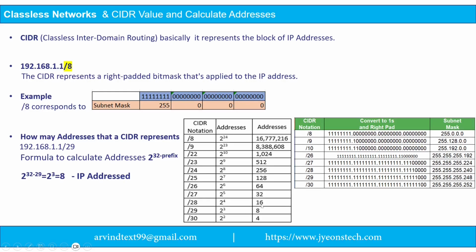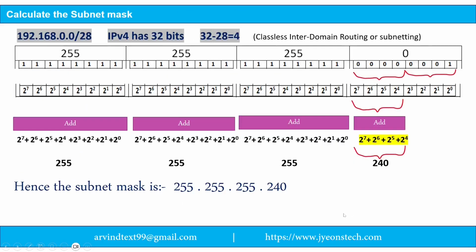So this is the chart I have given just for your reference. This is the CIDR notation, and this is the conversion to ones and zeros, the binary value for an example, and this is the subnet mask. So let's discuss how to calculate the subnet mask.